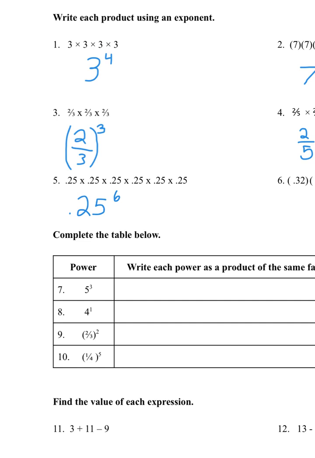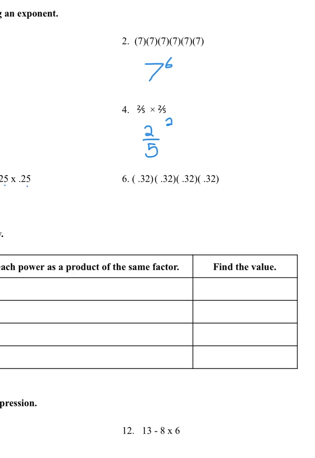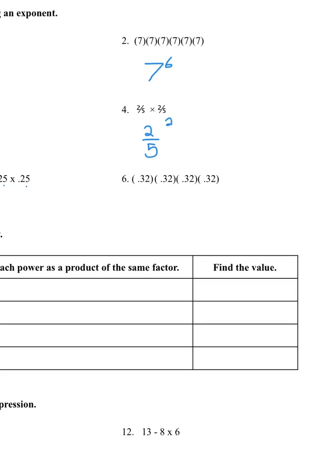Again, if you're confused, the reason it's to the 6th power is because we have 6 of them being multiplied together. Okay? That means it will be raised to the 6th power. Number 6, we have 0.32 being multiplied 4 times. Just like the last one, instead of 6 times, it's being multiplied 4 times. So it's to the 4th power.